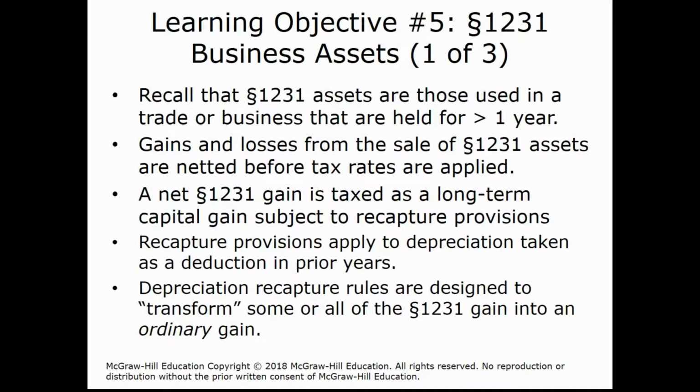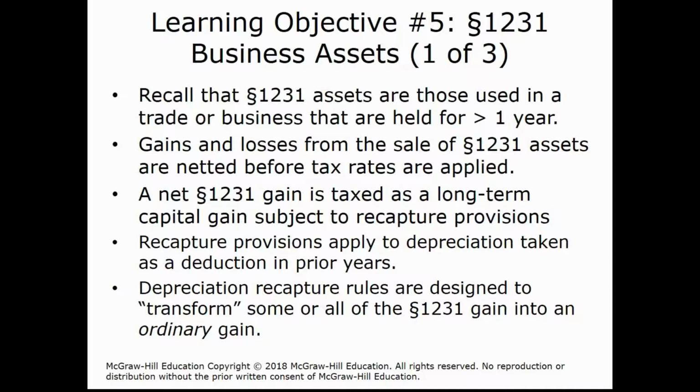So as we mentioned, 1231 assets must be held longer than a year to get the preferential tax rates. The netting of the sale of these 1231 assets is similar to capital assets. However, unlike the capital assets, these business 1231 assets may be subject to recapture, and this applies to the depreciation taken in prior years.